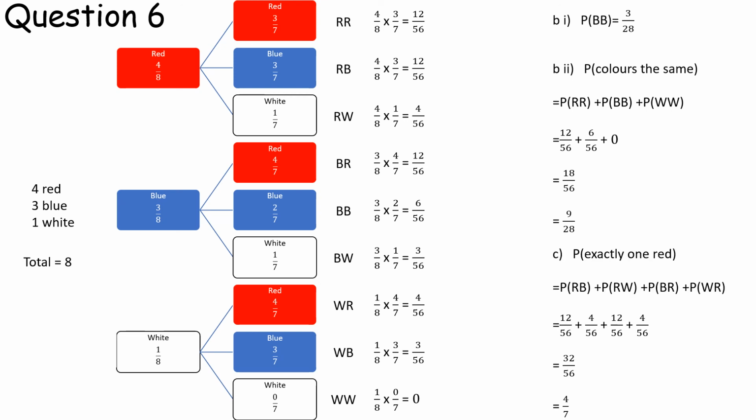The last part of the question asks us to find the probability that exactly one cube will be red, so we use the combinations red blue, red white, blue red and white red. We don't use red red as that is not asked for, just one red is required. We add the probabilities of these combinations and get the answer of 4 over 7.